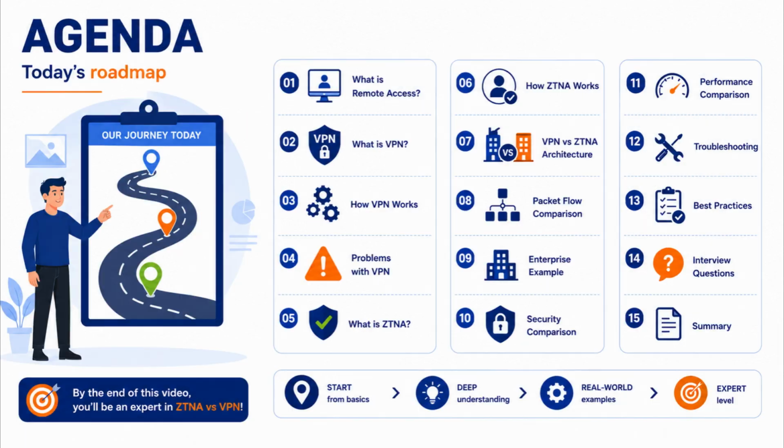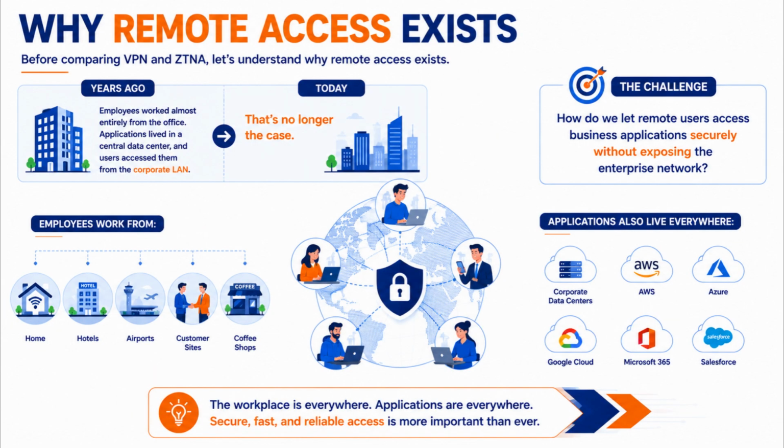Let's begin. Here is today's roadmap. What is remote access? What is VPN? How VPN works? Problems with VPN. What is ZTNA? How ZTNA works? VPN versus ZTNA architecture. Packet flow comparison. Enterprise example. Security comparison. Performance comparison. Troubleshooting. Best practices. Interview questions. Summary. Let's begin with why remote access exists.